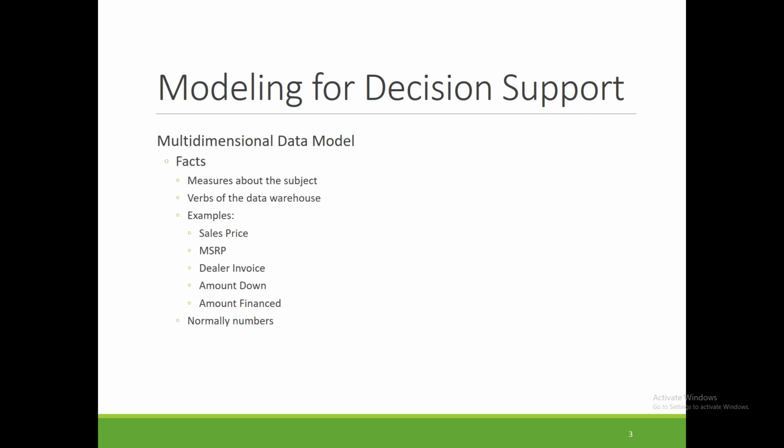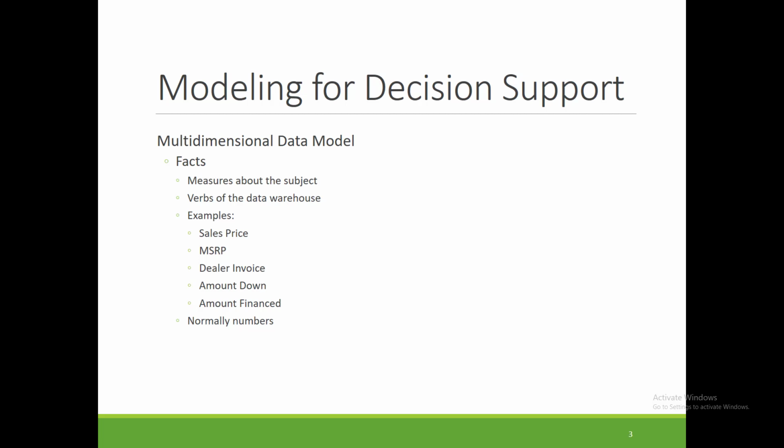So measures are stored in tables, and those tables are called fact tables. So in this course, we're going to use the terms fact or facts and measures interchangeably. And measures are just that. They're how we measure business events. So measures are about a subject. Some say that they're the verbs of the data warehouse. So some examples of these would be sales price or MSRP, dealer invoice, amount down, amount financed.